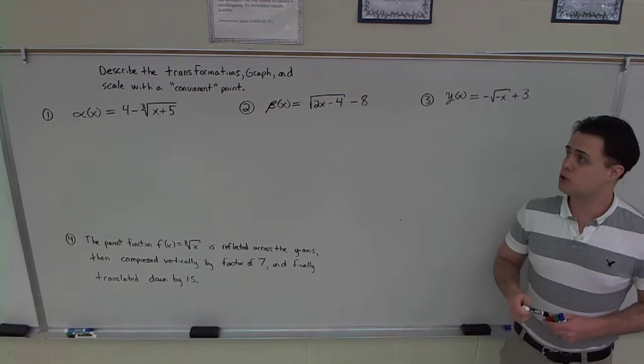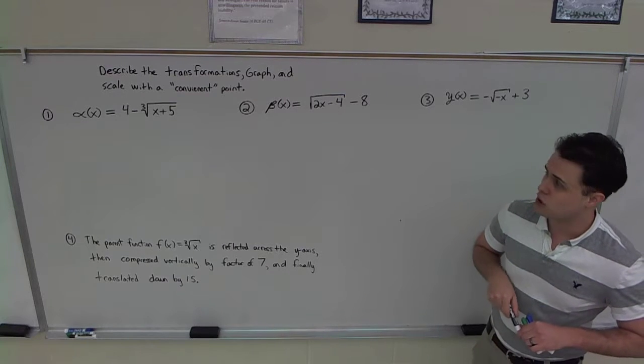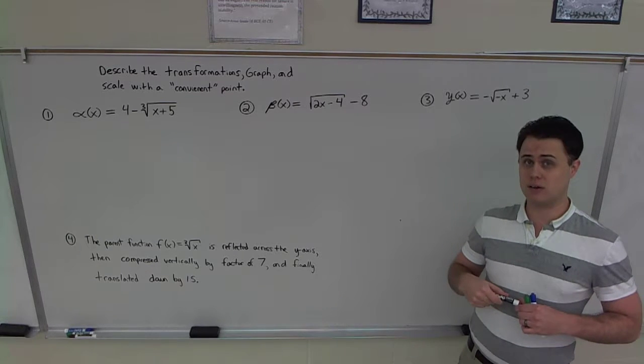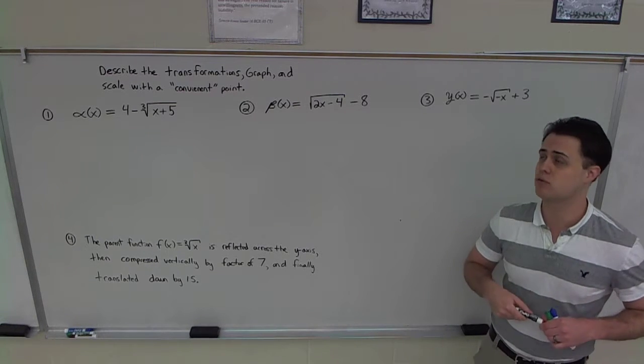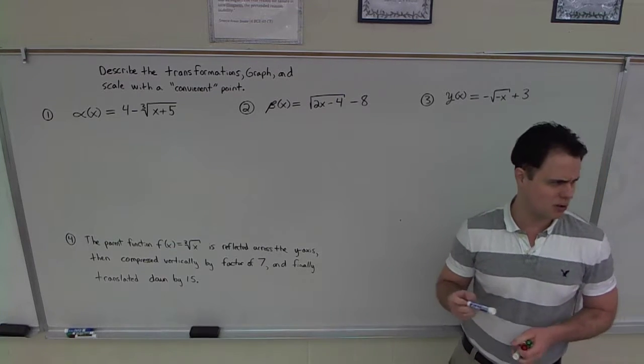So we're going to look at some more transformations of radical functions today. The goal on these is to describe the transformations first, sketch a graph, and then use a convenient point to have some nice scale on that graph that you don't get from your calculator. All right, so number one, can you guys tell me what transformations are going on in number one?